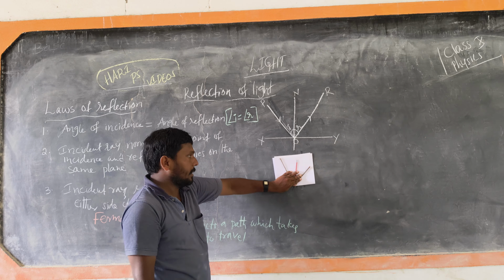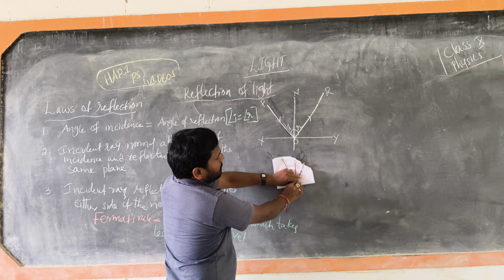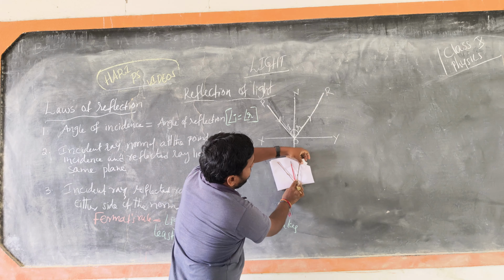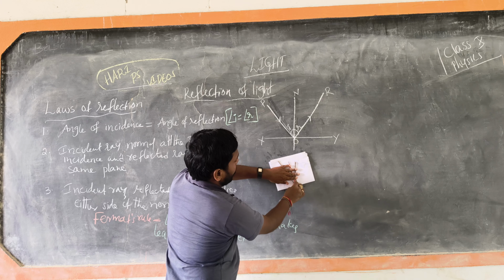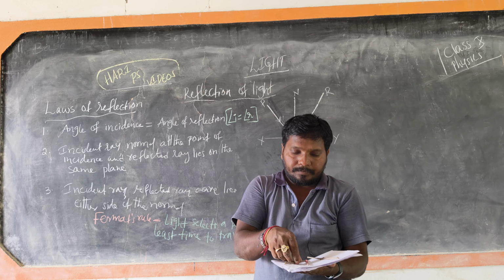For example, if I fold the paper like this, now see, does the reflected ray lie on this paper or not? Here the incident ray and the reflected ray lie on the same plane, right?